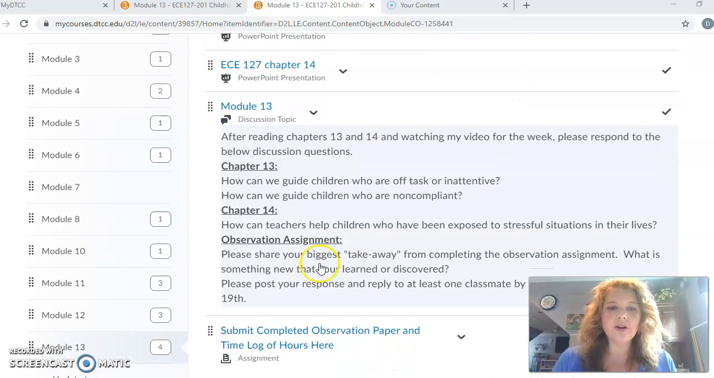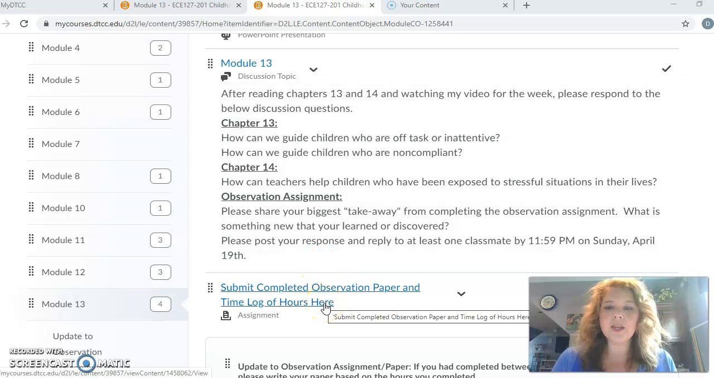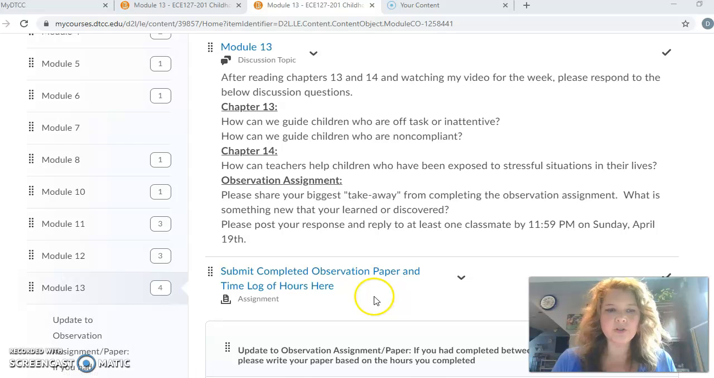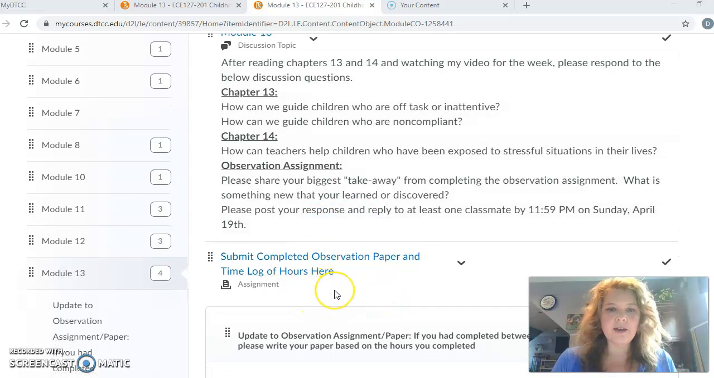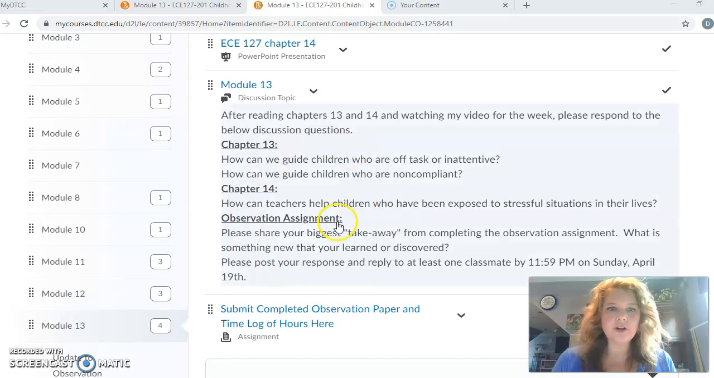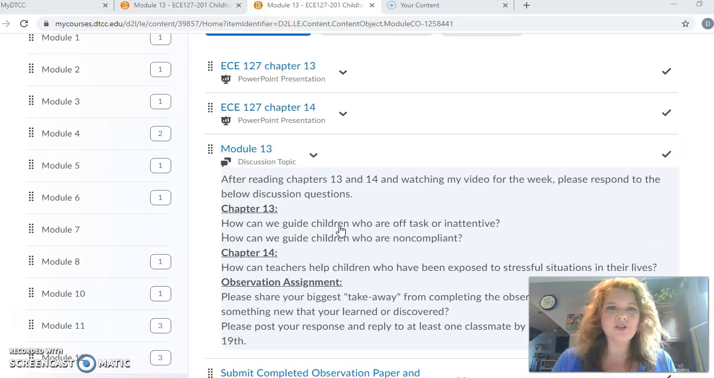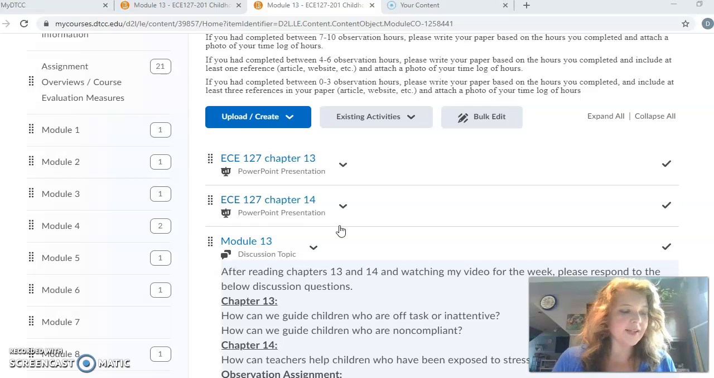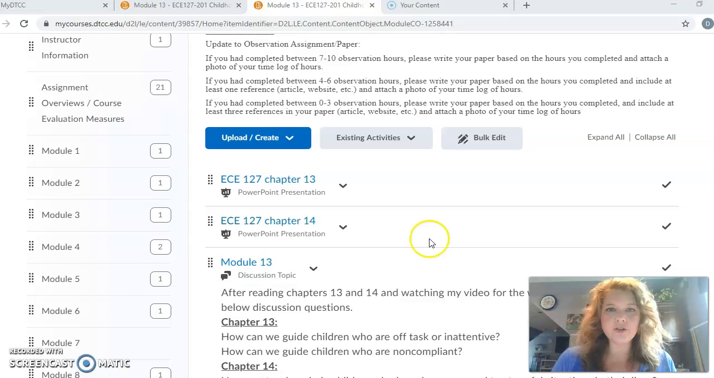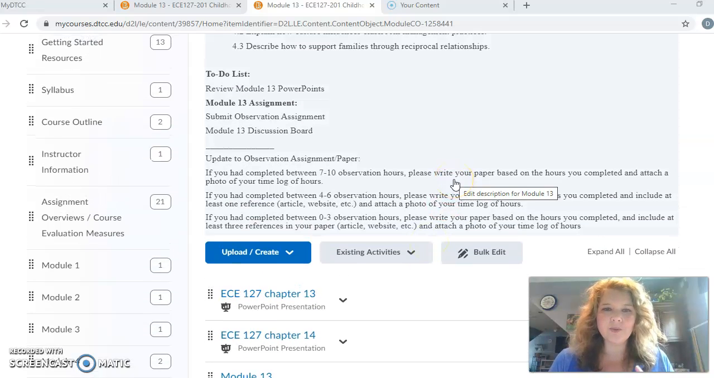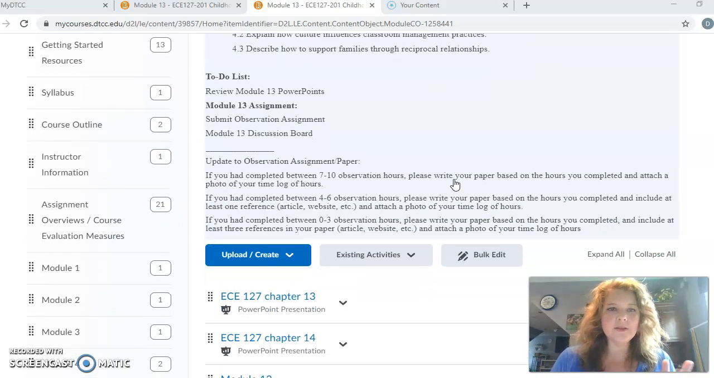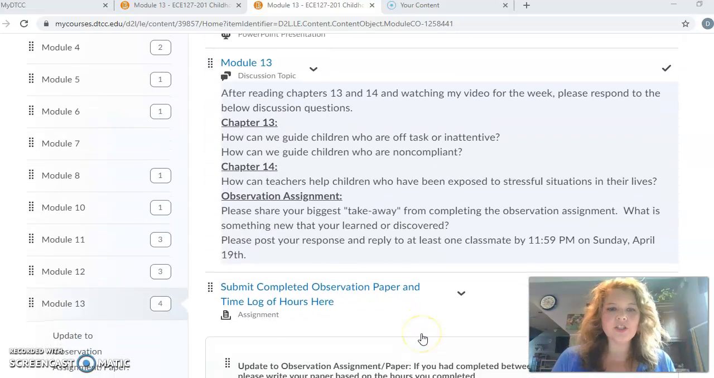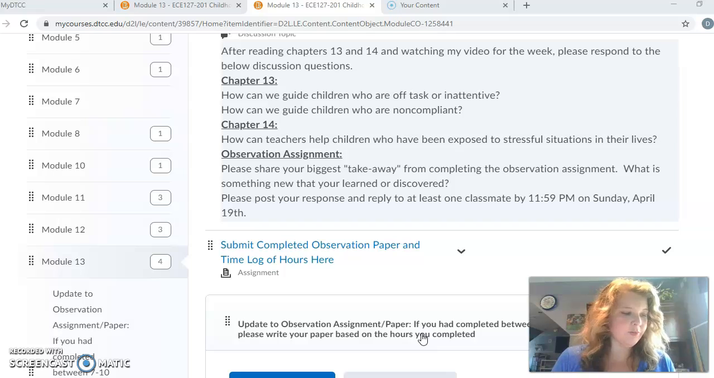So please submit your completed observation paper and a photo of your time log of hours, your log sheet that you completed. Submit that this week and complete your discussion board. So those assignments are due by midnight on Sunday, April 19th. Also, next week, your new classroom project is due. In my video last week, I talked about that assignment and some ways you can now make that a digital portfolio. So this week, 2 assignments: Module 13 discussion board, and your observation paper. Next week, your new classroom project binder.